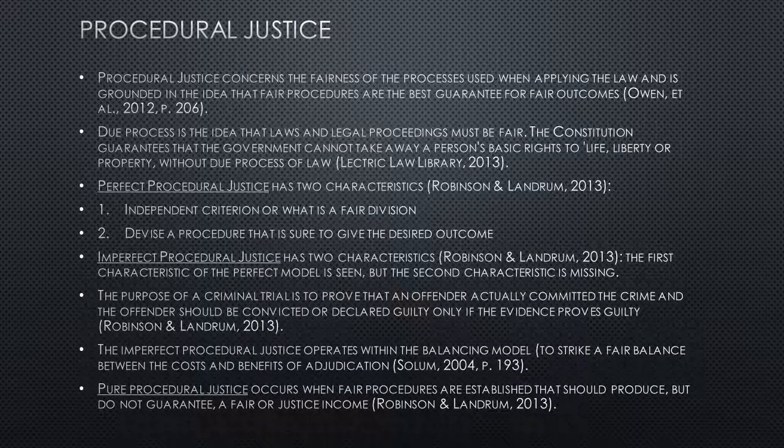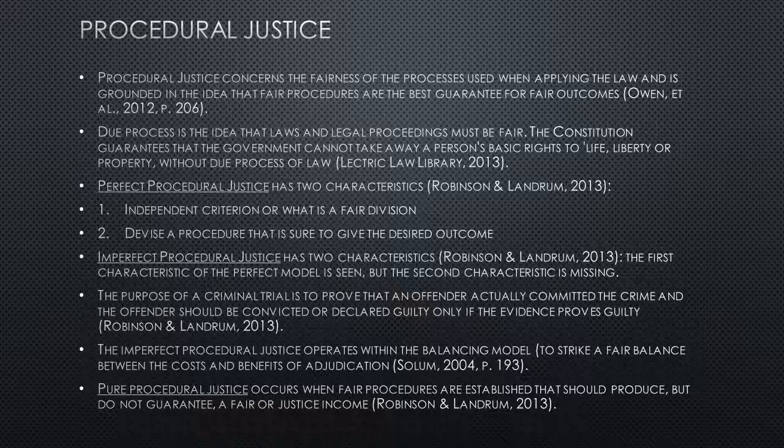Next is procedural justice. This concerns the fairness of processes used when applying the law and is grounded in the idea that fair procedures are the best guarantee for fair outcomes. Due process is the idea that laws and legal proceedings must be fair. The Constitution guarantees that the government cannot take away a person's rights, life, liberty, or property without due process of the law.